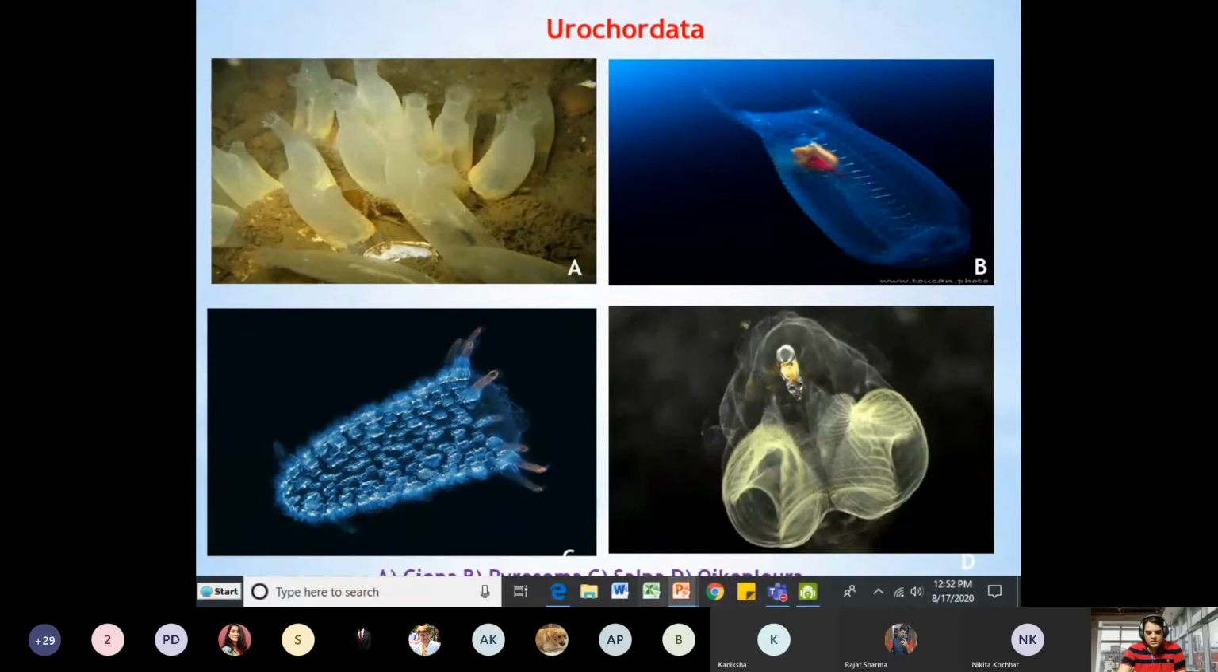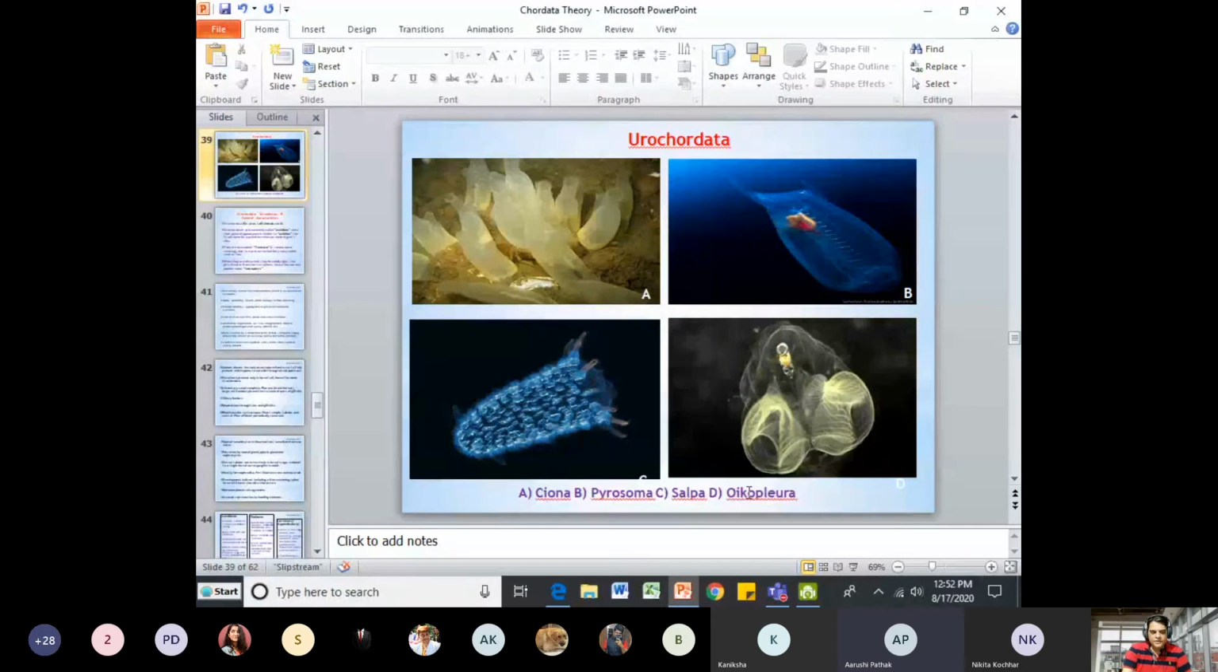So what you are seeing here, these are the animals. Could you zoom out the slide a little? Sir, zoom out. Sir, this slide looks a bit big. Now it is fine. Yes, sir.